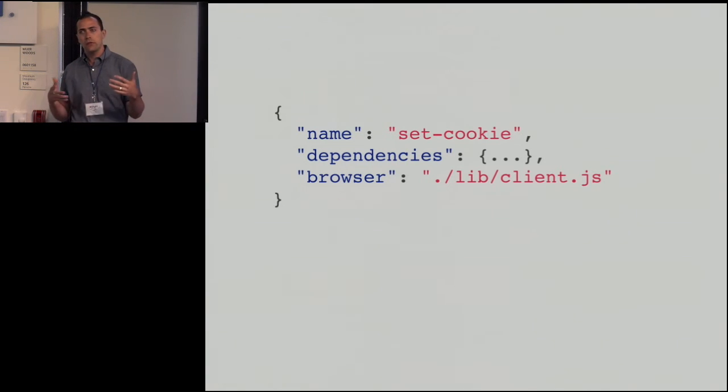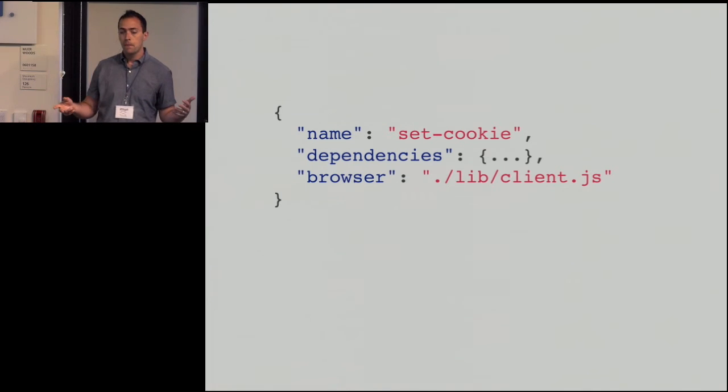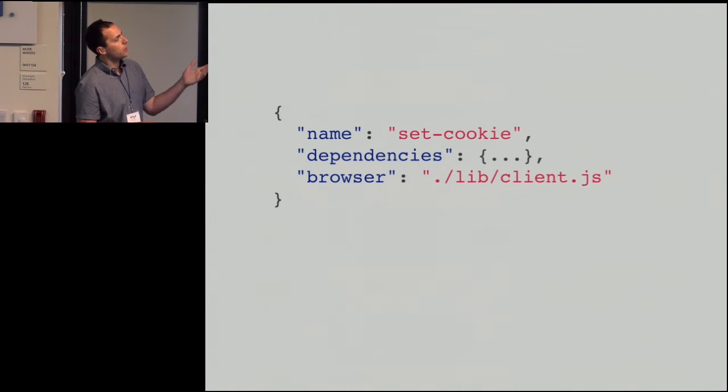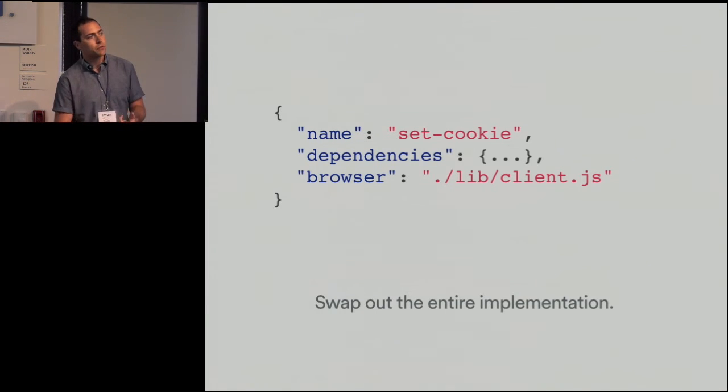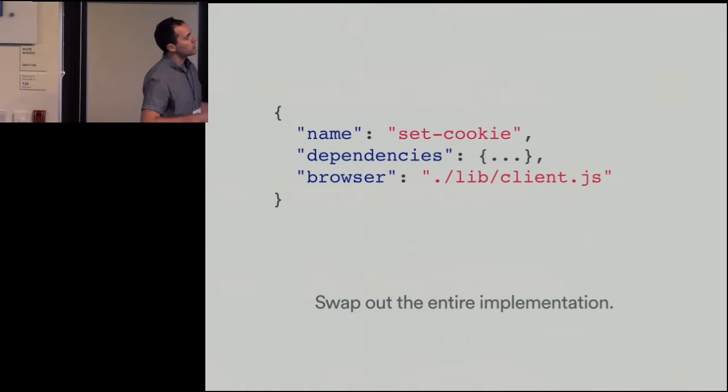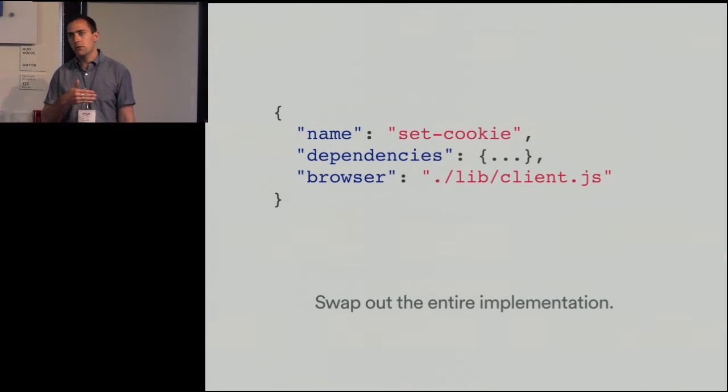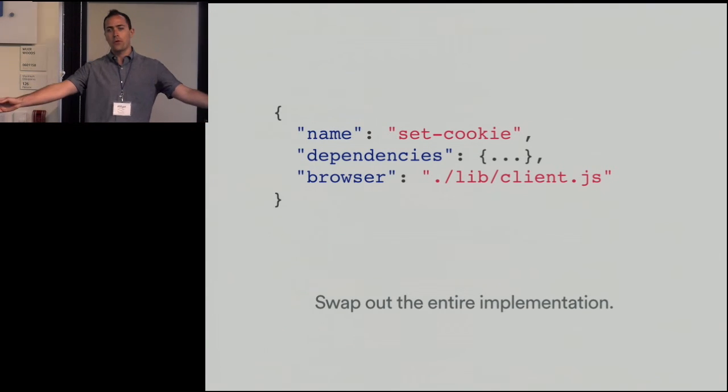And browser can take a few different forms. It can be a simple string. So in this case, if it were just a string, it would swap out the entire implementation for the client side. So when Browserify sees this and it tries to bundle this module, it says, oh, actually, I'm not going to use the normal index.js. I'm going to just point at lib-client.js. And this is what SuperAgent does, the HTTP request module. It's a completely different forked implementation.